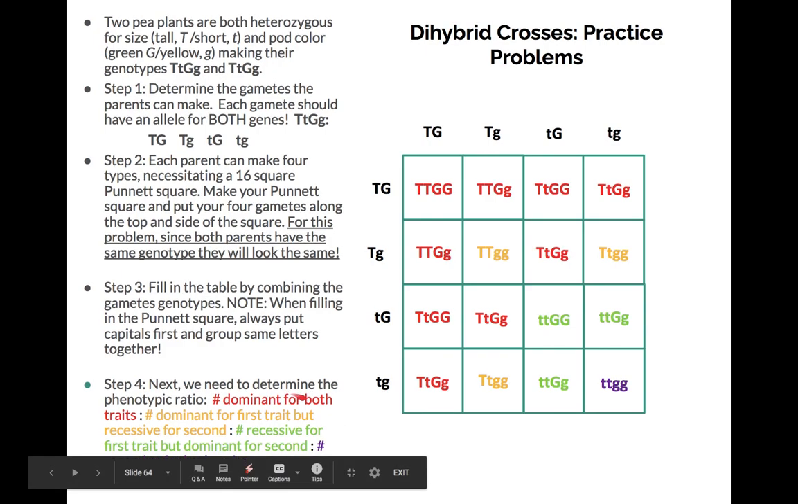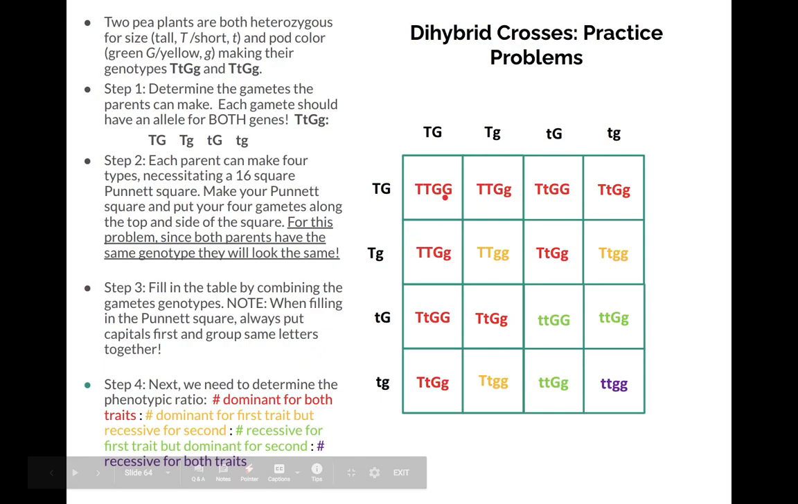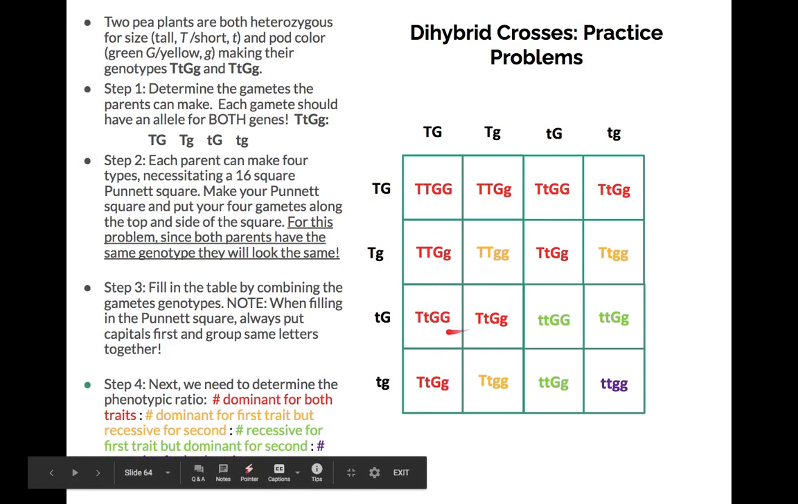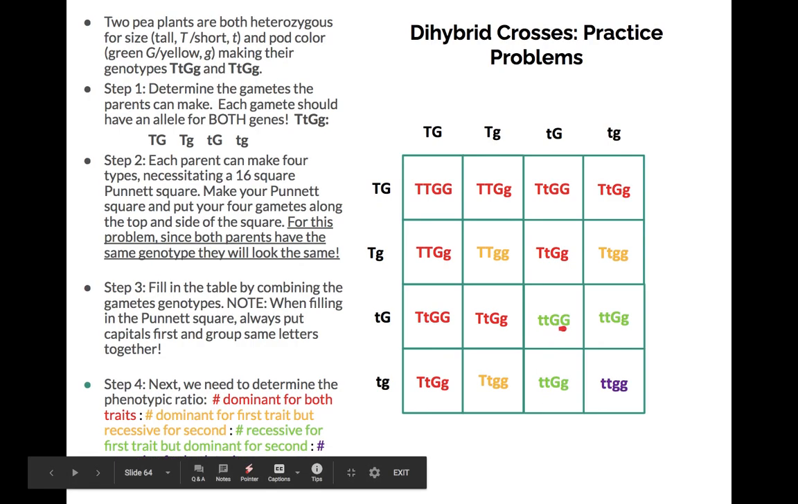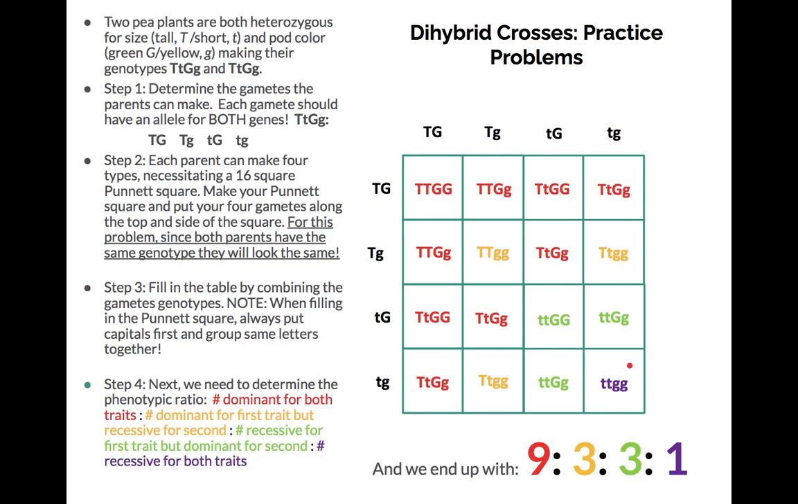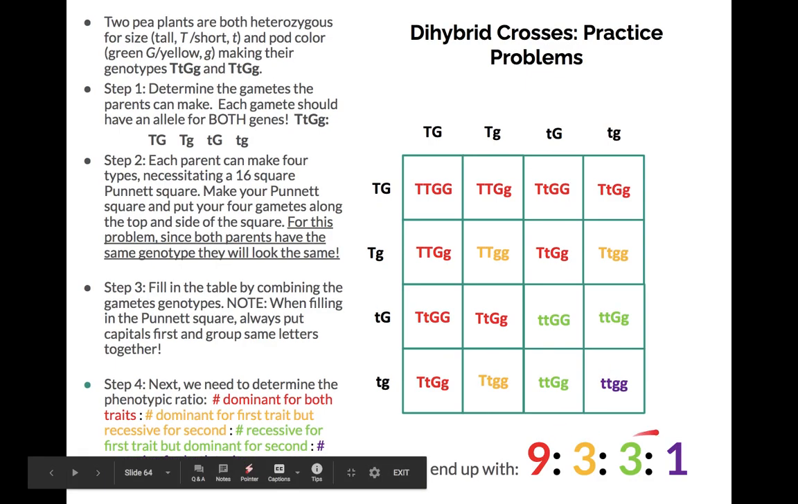Basically, this red, dominant for both, means that we have to have a big T and a big G. If we have that, it would be red, the first thing in that phenotypic ratio. Second thing, dominant for the first trait, meaning a big T, and recessive for the second, meaning both have to be little g's. Third one, recessive for the first, meaning it has to be 2 little t's, and dominant for the second, so a big G. The last one would be recessive for everything. We only have 1. So now we get this phenotypic ratio of 9 to 3 to 3 to 1.